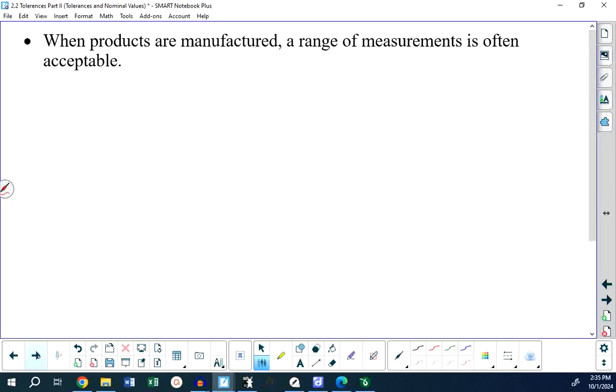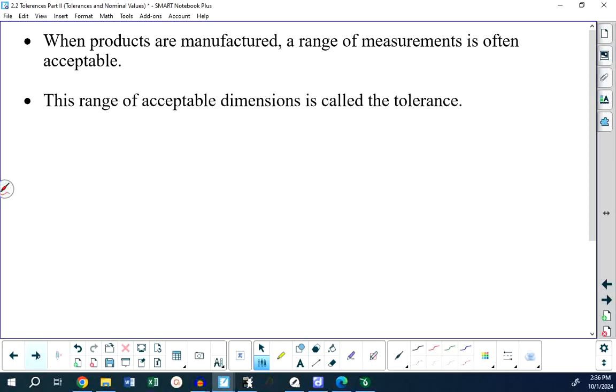So when products are manufactured, a range of measurements is acceptable. Not a big range. If I want those shelves to be 32 inches deep, does that mean there's a range of values that are acceptable? Sure. Can I cut them 8 feet deep? No. Can I cut them 2 inches deep? No. It has to be within a certain range. That range is called the tolerance. Now, some of you are going to start seeing a connection between what we're doing today and precision and uncertainty.